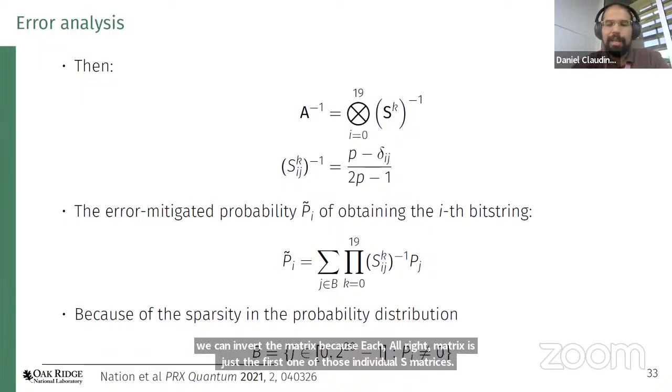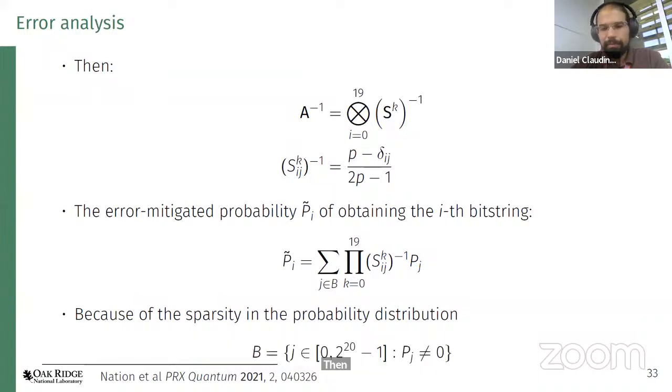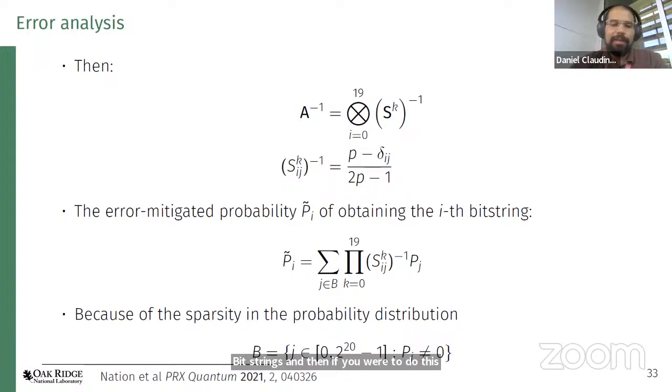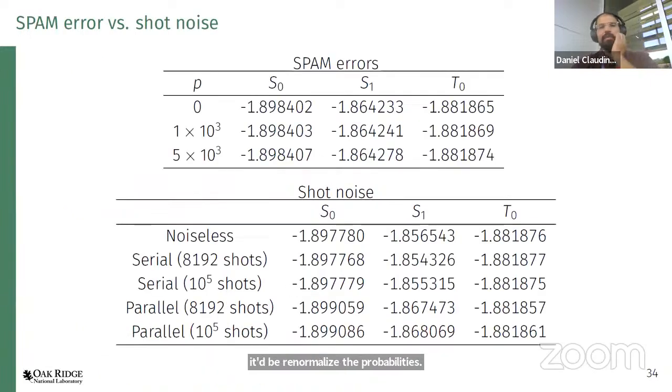Then we error mitigate our initial probabilities like this. And I mentioned the sparsity here because in principle, yeah, we would have to consider 2 to the 20 bit strings. If you were to do this experiment with correlated errors and everything, this is how many strings you would have to measure, but luckily we don't. And we do this and we renormalize the probabilities. And this is what we found.